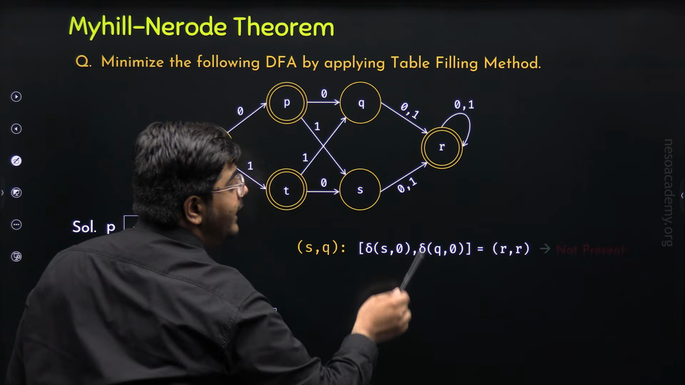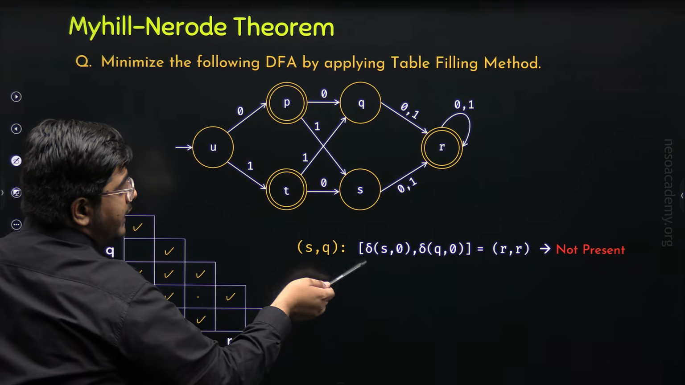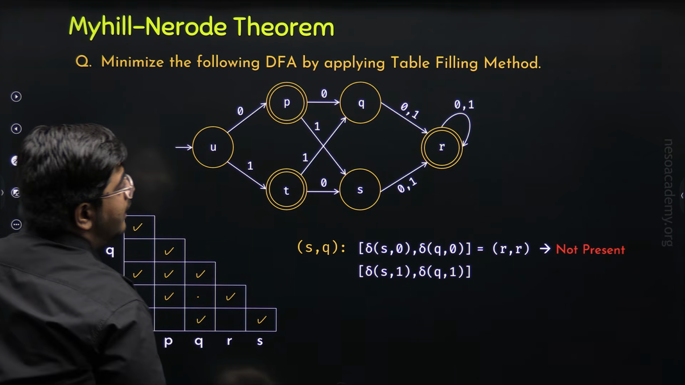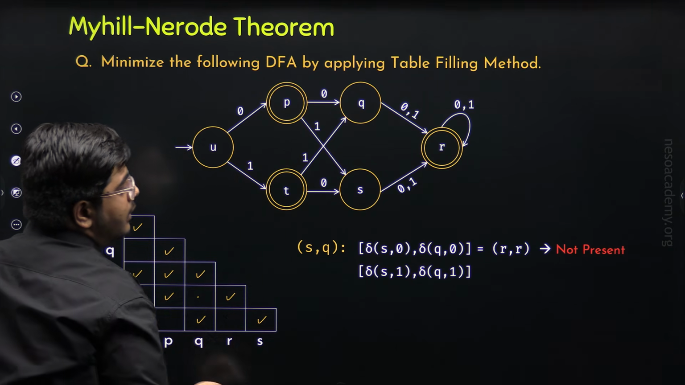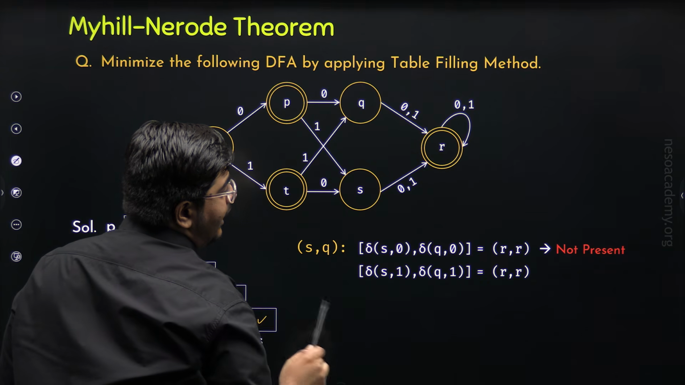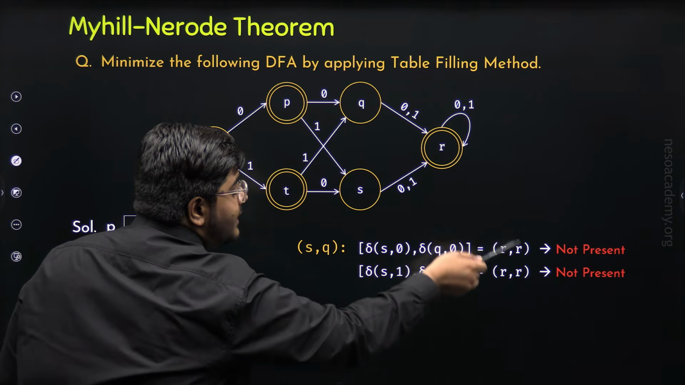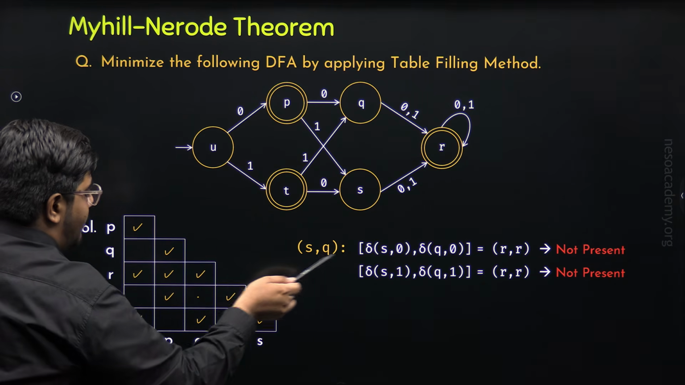That is why we will write not present. Let's check for the next input symbol. So here we will write delta S comma 1 and delta Q comma 1. Now S comma 1 is also R and Q comma 1 is also R. So here we will get R comma R, which is also not present in our table. Since both the pairs are not even present in our table, so we can never mark S comma Q.